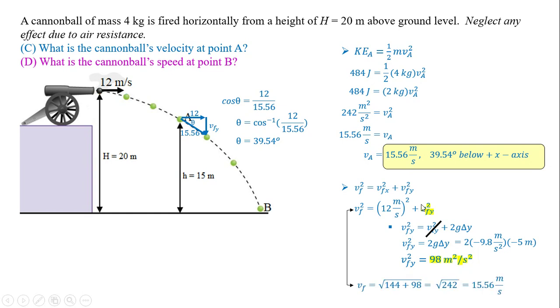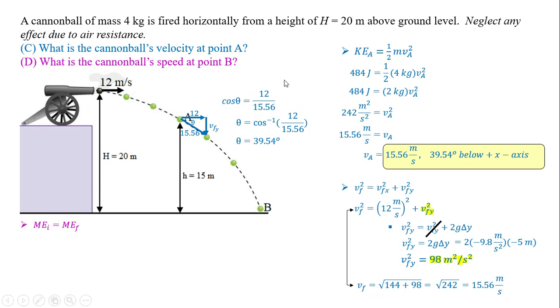So therefore, I'm just going to carry my work down. To get VF by itself, I need to take the square root of both sides, but 12 squared is 144. VFY squared is 98. So 144 plus 98 is 242. The square root of 242 is 15.56, which, as you can see, is the same answer as up here. So the speed is the same regardless of which method you utilize. So it's 15.56. And then to find the angle, the direction, you would need to use the same skills that I used in the first part of part C. All right, other than that, that is how you do part C.